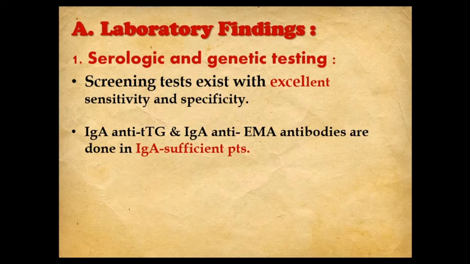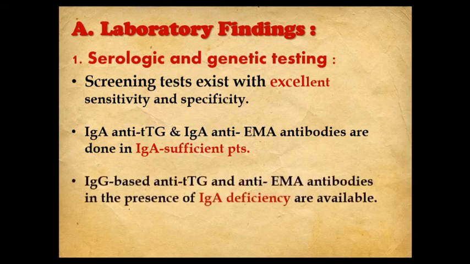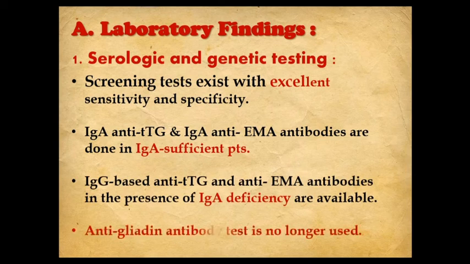In those patients, because they may have other autoimmune disease, the IgA may be deficient or may be sufficient. So for those with sufficient IgA, we will do the anti-tissue transglutaminase and anti-endomysial antibody based on the IgA level. So we should do the IgA level at the same time to see if it is sufficient or not. But for those with insufficient IgA, we can do the IgG-based anti-tissue transglutaminase and anti-endomysial antibodies in the presence of IgA deficiency in those patients.